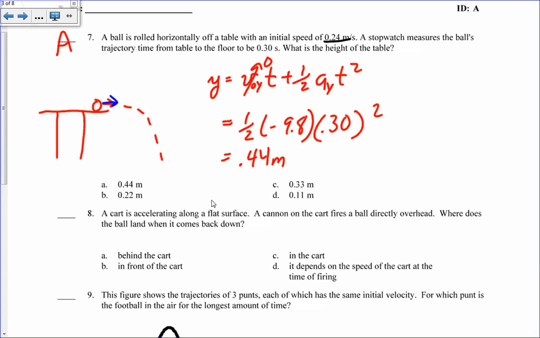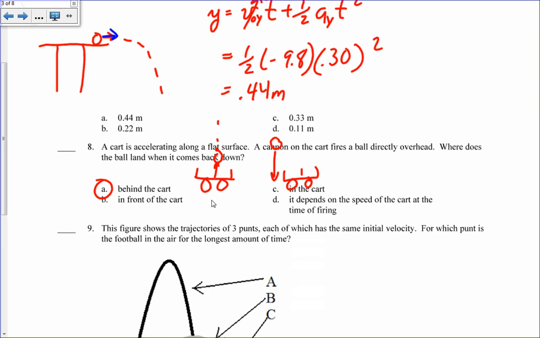Okay. A cart is accelerating along a flat surface. A cannon on the cart fires a ball directly overhead. Where does the ball land when it comes back down? All right, so this is my cart, and it shoots a ball straight overhead. So the ball travels upward. But if this cart is accelerating, the ball, when the cart is over here, is going to land behind the cart somewhere. We did this little thing in class. It's like you throw something up and then you run away. It's going to fall behind you.